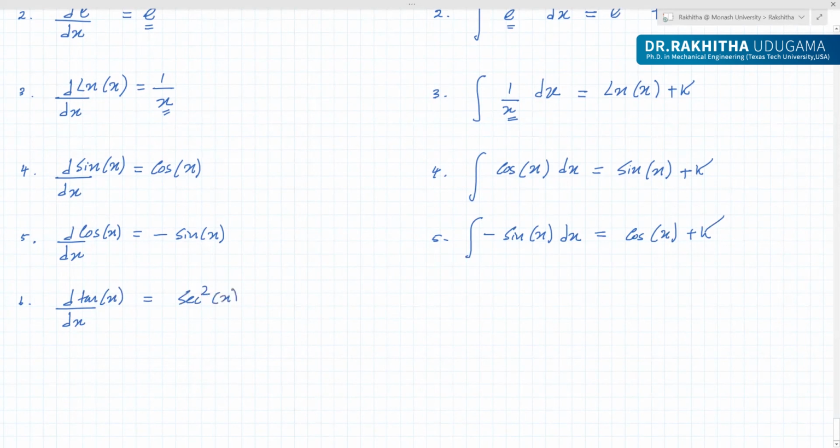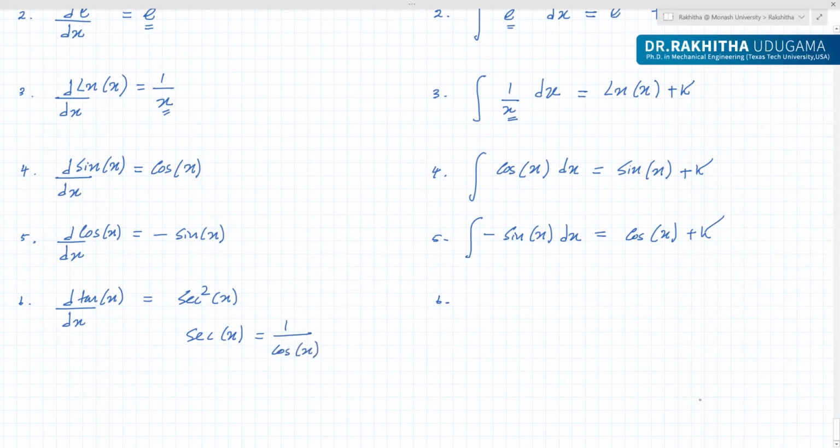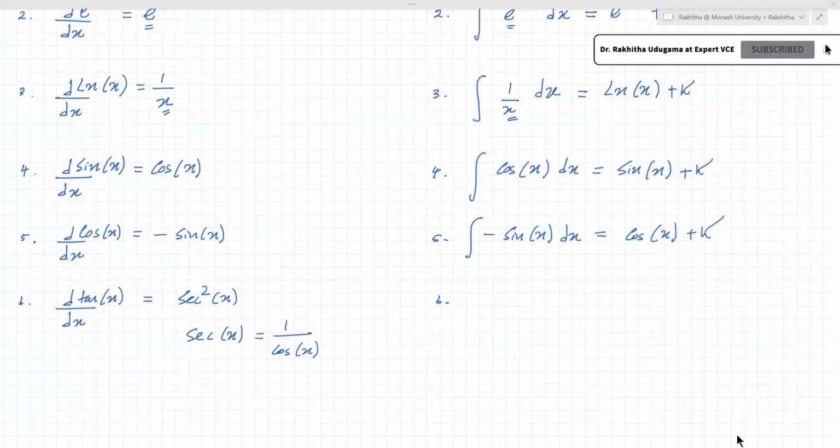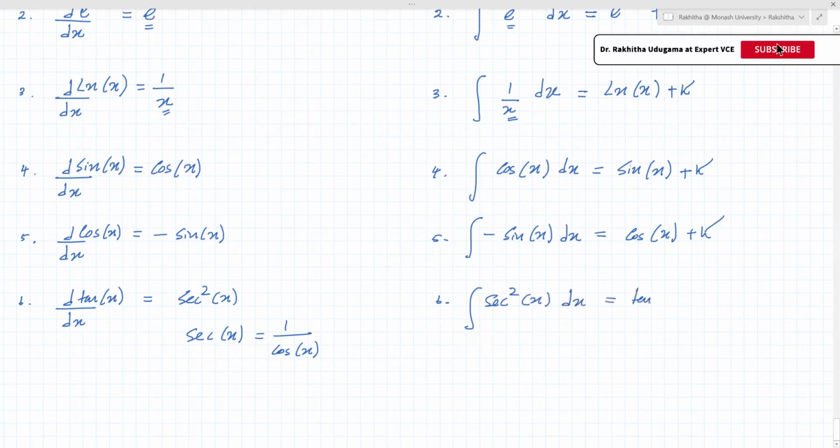Now the sixth and the last one, d/dx of tan x is sec squared x. And you know what sec x is, right? Sec x would be 1 divided by cos x. Now when it comes to integration, the integration of sec squared x dx would be tan x plus k.